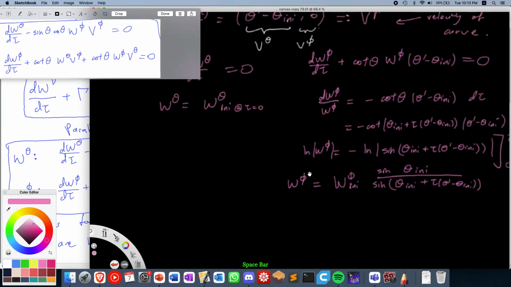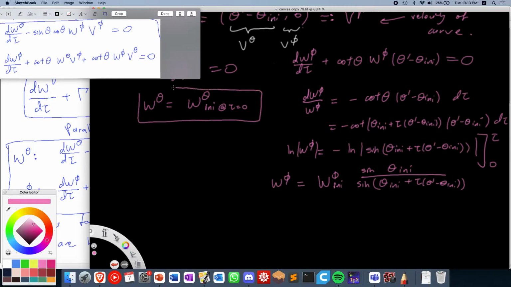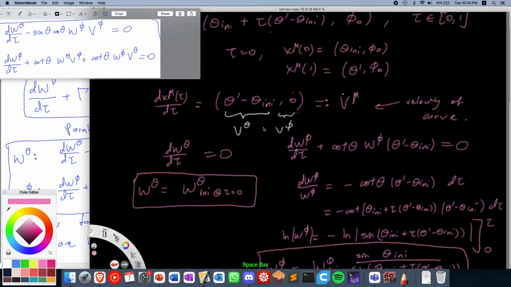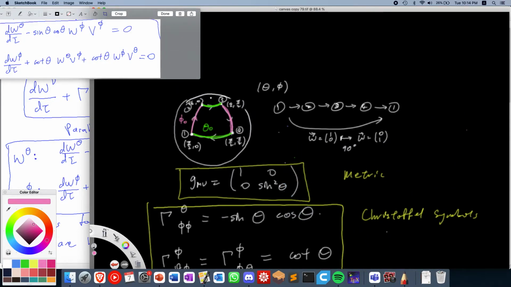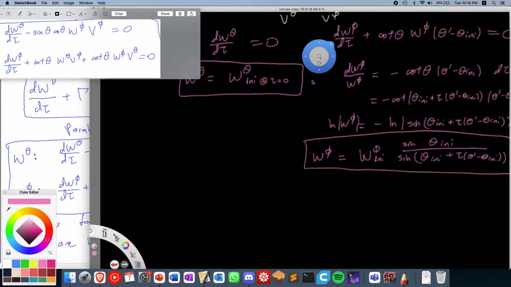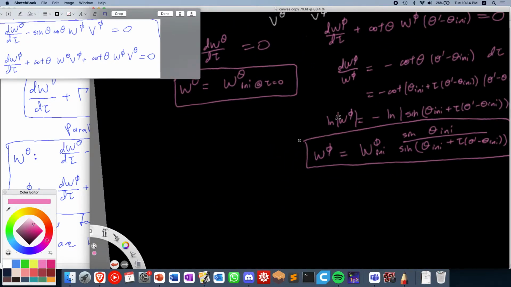Now we have the two equations describing the two components of the parallel transported vector as a function of tau. We realize that the first one is simple, it's just a constant, whereas the second one involves tau in the denominator. So why does it look like that? If you're parallel transporting along a constant phi, which is the pink one, then you wouldn't really expect the theta component to change. I hope that's intuitive.